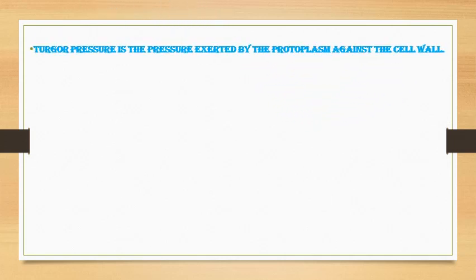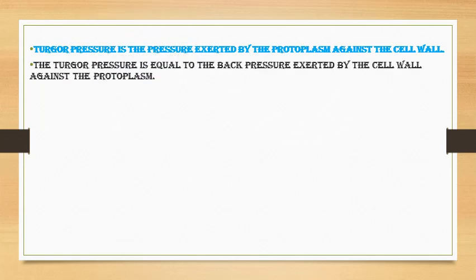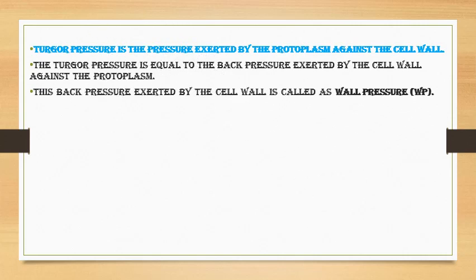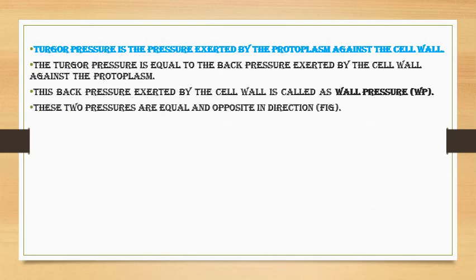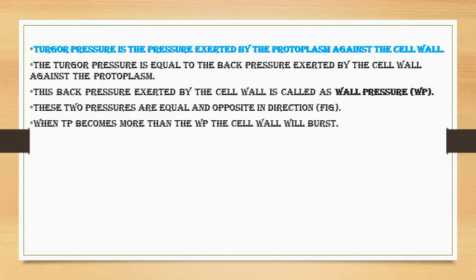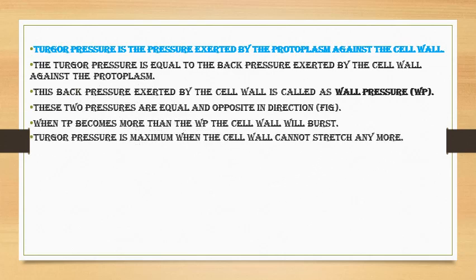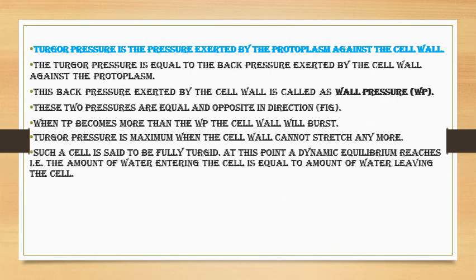Turgor pressure is the pressure exerted by the protoplasm against the cell wall. The turgor pressure is equal to the back pressure exerted by the cell wall against the protoplasm. This back pressure exerted by the cell wall is called wall pressure. These two pressures are equal and opposite in direction. When turgor pressure becomes more than the wall pressure, the cell wall will burst. Turgor pressure is maximum when the cell wall cannot stretch anymore. Such a cell is said to be fully turgid.